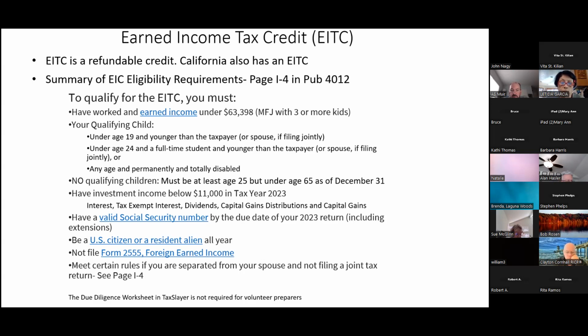And then if you have separated from your spouse, and you're not filing a joint return, and these are basically the new rules. If you remember the old rules from a few years ago, if you were filing a married filing separate return, that made you ineligible for EITC.